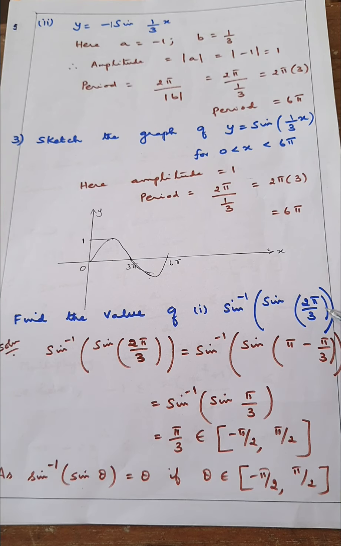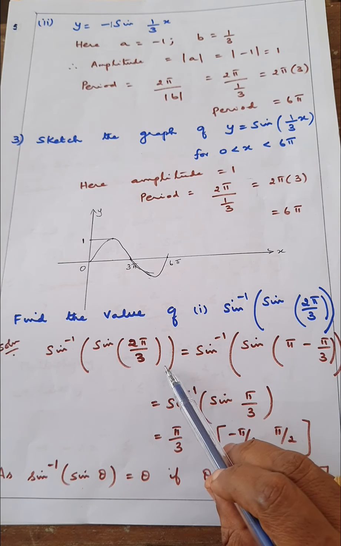So here we have 2 pi by 3. Sine inverse of sine 2 pi by 3 is asked, but 2 pi by 3 is not in this interval minus pi by 2 to plus pi by 2. Is it not? Minus pi by 2 to plus pi by 2 means minus 90 to plus 90. What is 2 pi by 3? Pi by 3 is 60 because pi radian is 180, so 2 into 60 will be 120. So 120 is not in the interval between minus 90 and plus 90.